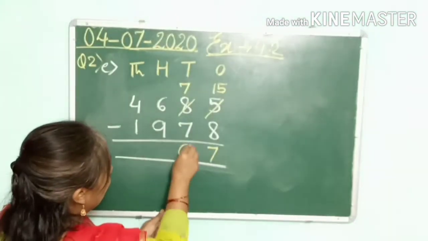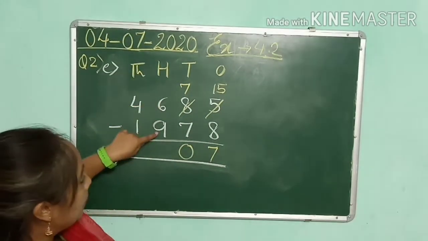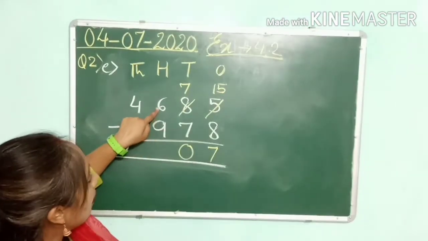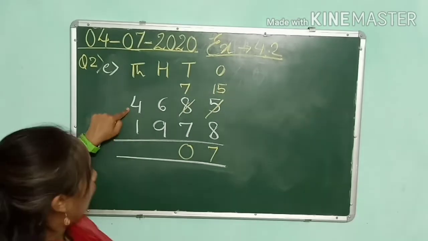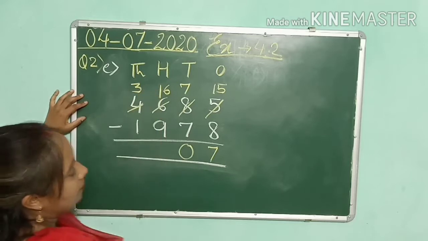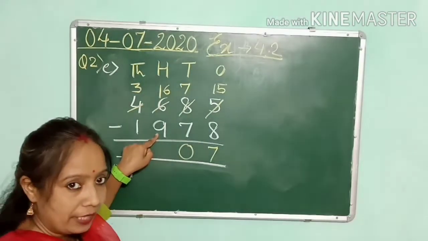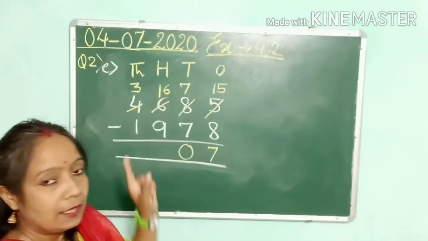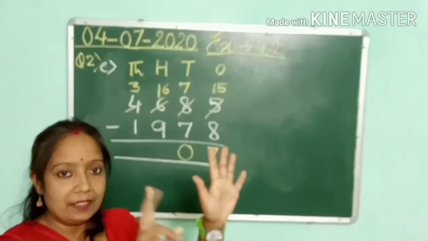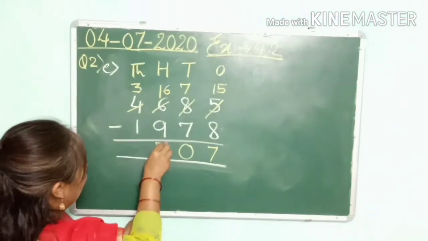So write here 0. Now see under the hundreds column, children, you have to subtract 9 from 6. 6 is smaller than 9. So 6 will borrow from 4. So what will happen? 4 becomes 3 and this 6 becomes 16. Now 16 minus 9. After 9 you start counting till 16. After 9, 10, 11, 12, 13, 14, 15, 16. How many fingers? 7. So write here 7.